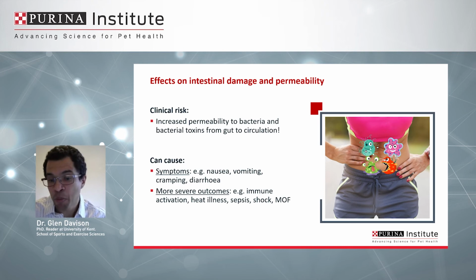The rare but more severe outcomes, which are obviously more worrying, are things like a severe activation of the immune system. It can contribute to things like sepsis, shock, and even in extreme situations, multiple organ failure, and maybe a little bit less severe, heat illness in some individuals. So again, if we have a really significant increase in permeability, there can be some quite serious consequences.